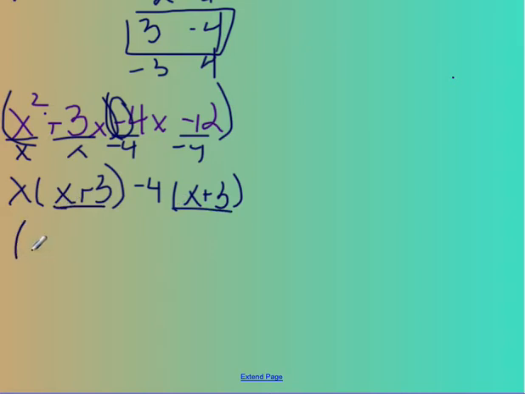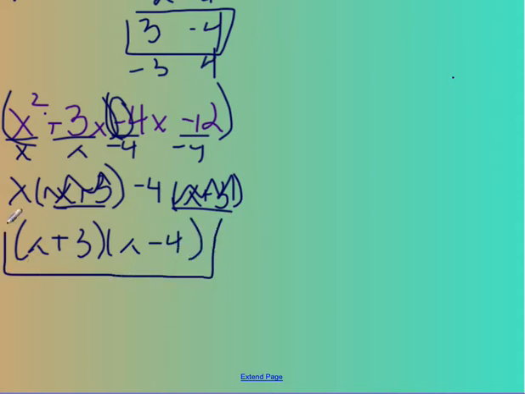So we're going to factor that out, and then we're going to write what's left after that, which is x minus 4. So this right here is your answer for number 3. Let's go ahead and take a look at number 4.